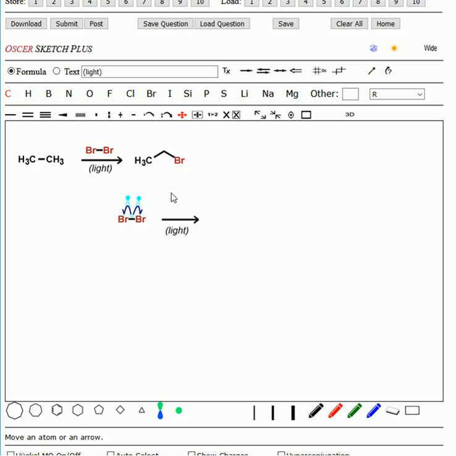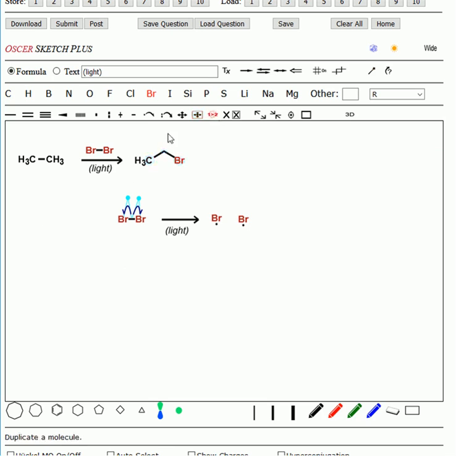Now, when that bond separates into two radicals, you just get the two separate atomic bromines, essentially, with a free radical. So I got the first one. I can duplicate it and make a second. Okay, so there we've split the bromine bond. Now, this is going to react with the ethane.